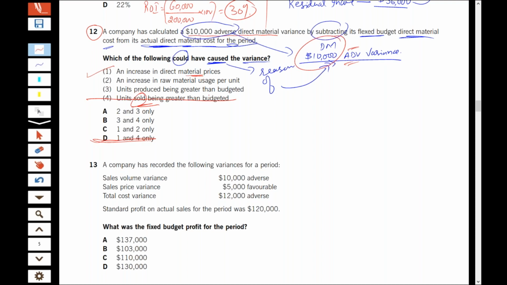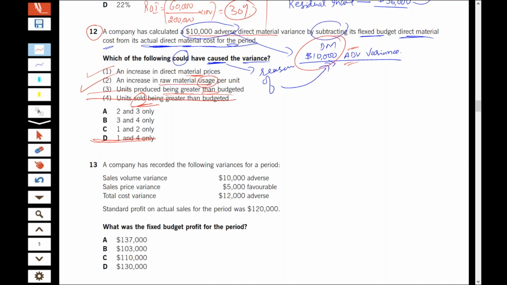Units produced being greater than the budget. Units produced greater than the budget. No. Yes, number two. Yes, you people gave me the right answer. An increase in the raw material usage per unit.